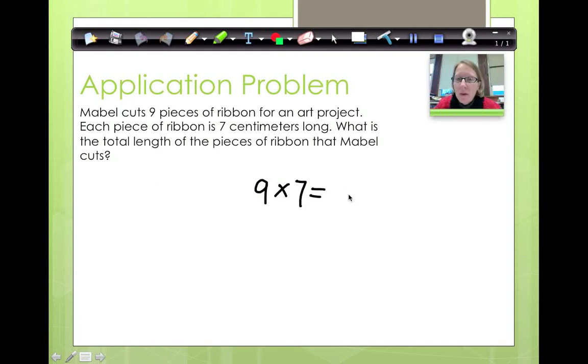The last few lessons we've been using letters to tell us what the unknown is. Let's set that up. If she's got 9 pieces of ribbon, we've got 9 groups of 7 centimeters. What is my unknown? It wants to know the length. Let's call it L, a cursive L so it looks like an L. Well, what is 9 times 7?